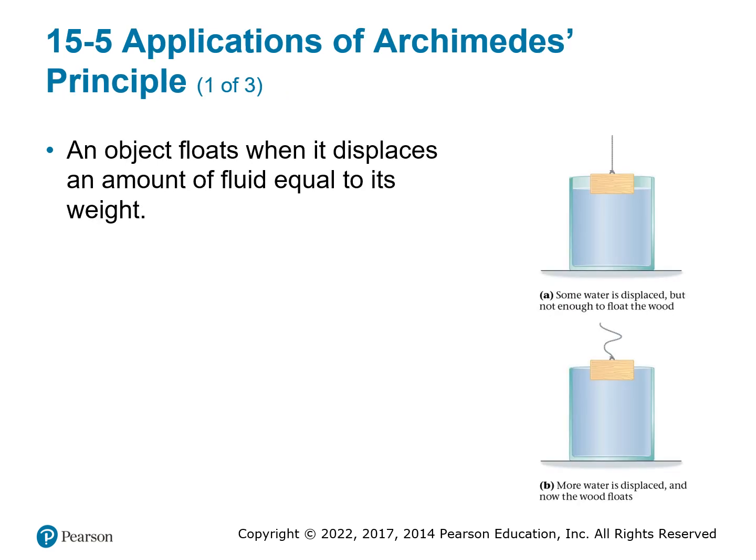So one application of Archimedes' principle is that an object is going to float when it displaces an amount of fluid equal to its weight. Like in A, some water is displaced here, but not enough to float the wood. But then once more water gets displaced, then the wood starts to float. So once the object displaces the water, the oil, whatever fluid it's in, enough to equal its weight, it's going to start floating.